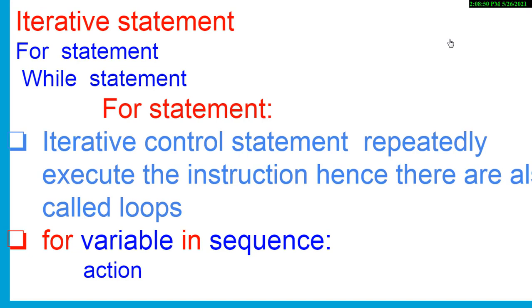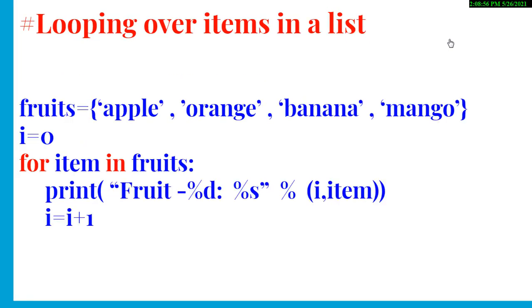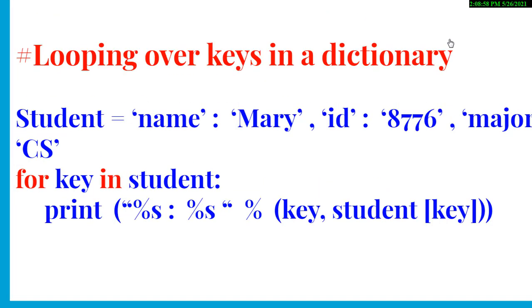Now for the for statement, there are three things we have gone through. One is looping over characters in the string. Second is looping over items in the list. Third is looping over keys in the dictionary. Okay.